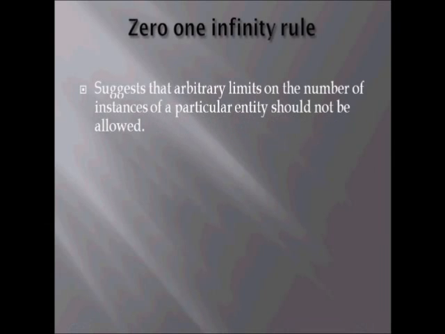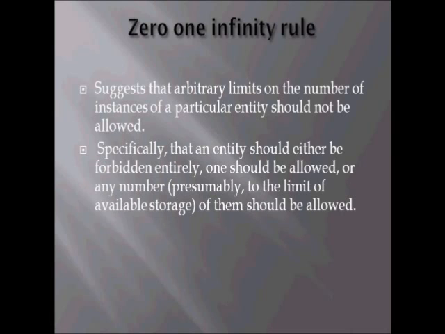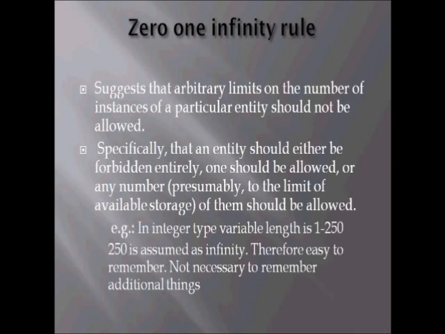Programming principles. 0-1-infinity rule suggests that arbitrary limits on the number of instances of a particular entity should not be allowed. Specifically, that an entity should either be forbidden entirely, one should be allowed, or any number of them should be allowed. For example, an integer type variable length is 1 to 250. 250 is assumed as infinity, therefore it is easy to remember, and it is not necessary to remember additional things.